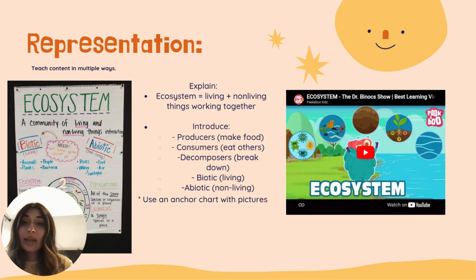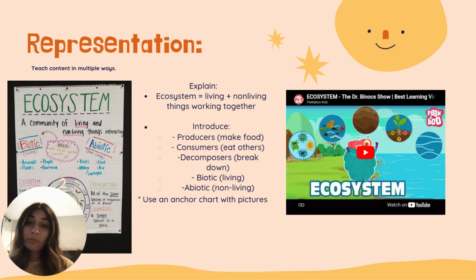Then we have our representation. We're looking at an anchor chart. An ecosystem again is a community of living and non-living things working together. Then we have producers, which make food. We have consumers that eat each other. If you know what a mountain lion is, those will often eat other animals.